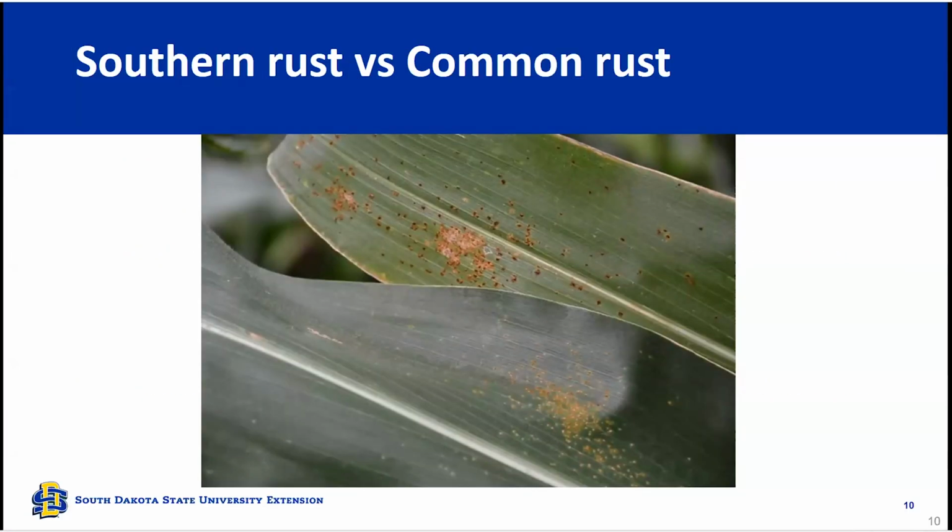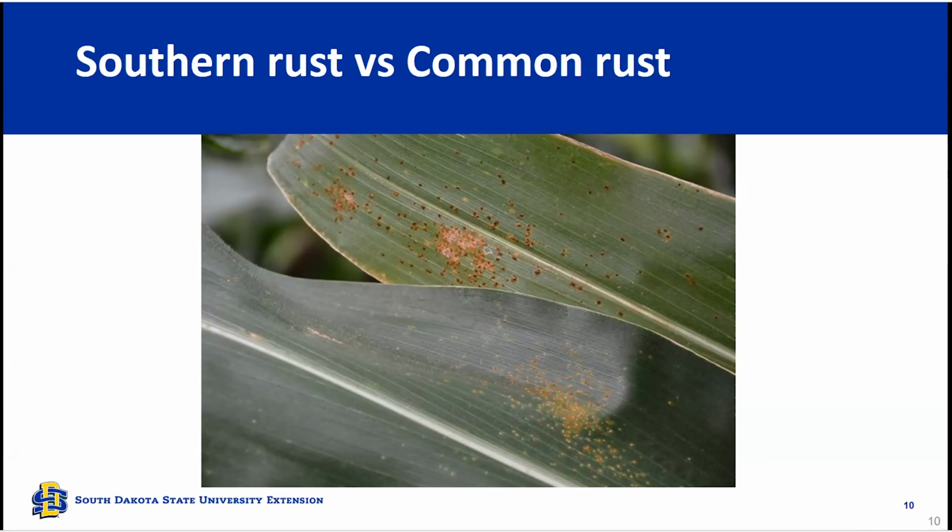So as we're looking at the screen here, within this past couple of years, we typically have seen some level of common rust out in the field. We don't typically have to spray for it. It usually comes in pretty early, so about June, and then it's kind of done, right? Well, the other disease that we started to see an influx of the last 2 years is southern rust. It comes more in the latter part of the growing season, like those warmer temperatures.